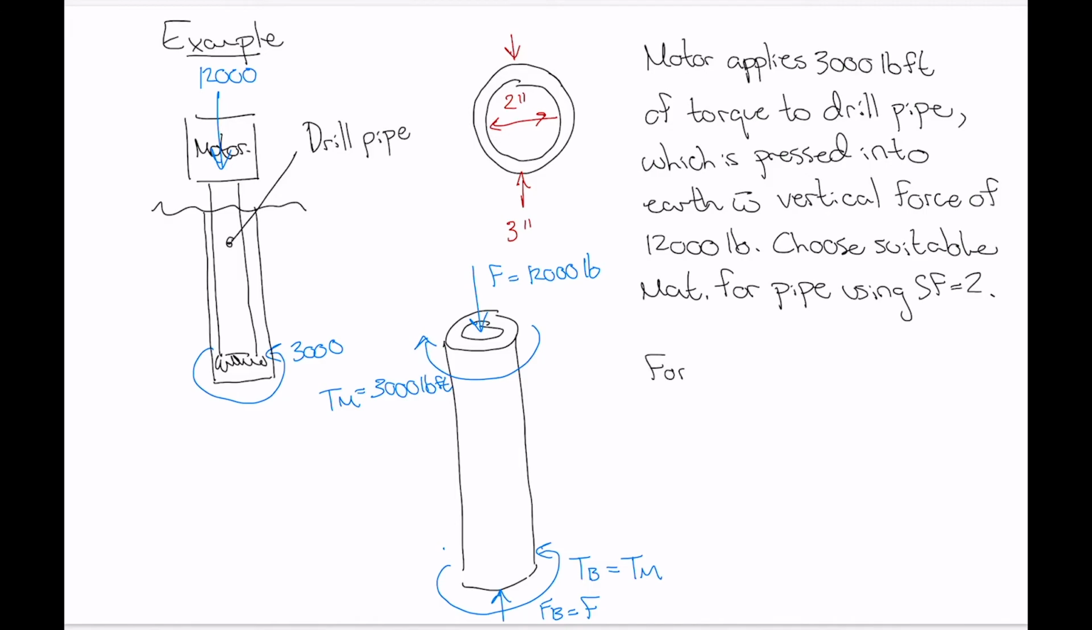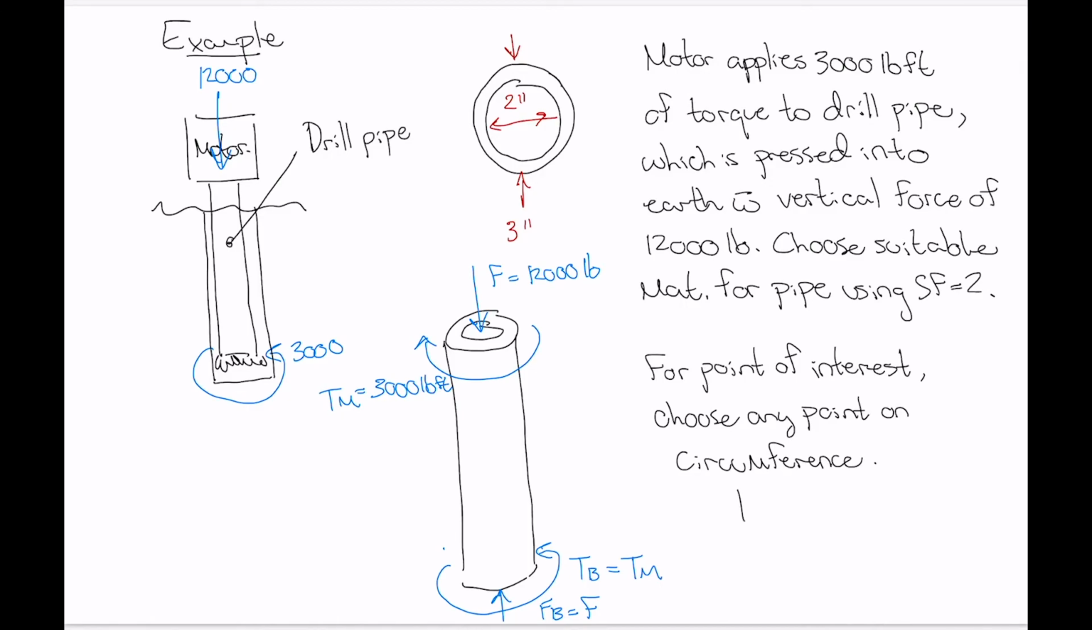For our point of interest, we can choose any point on the circumference, because all of these experience maximum stress. Okay, so let's just take our point A right there.